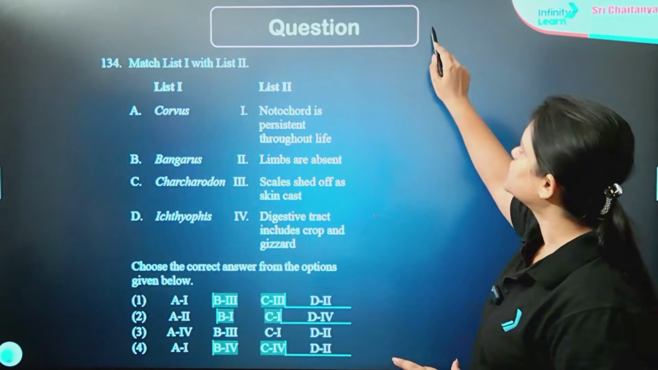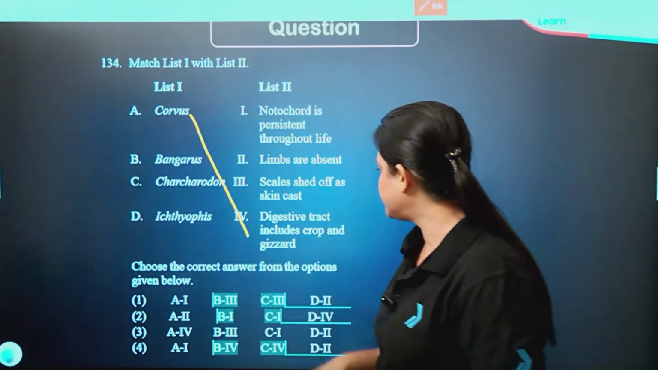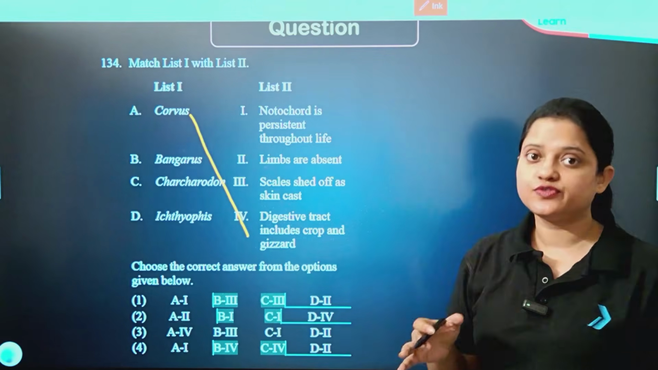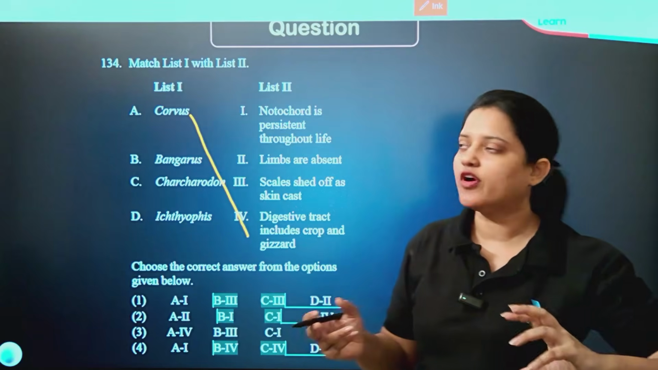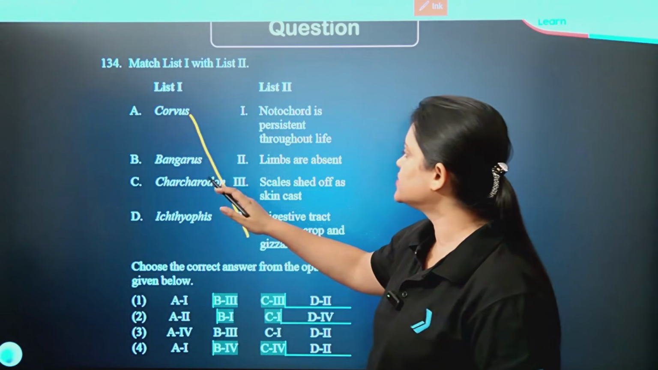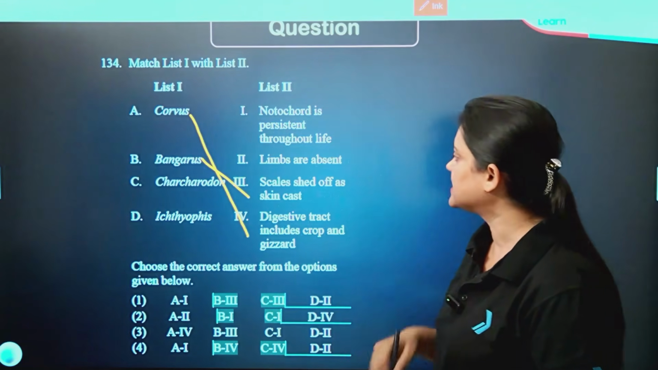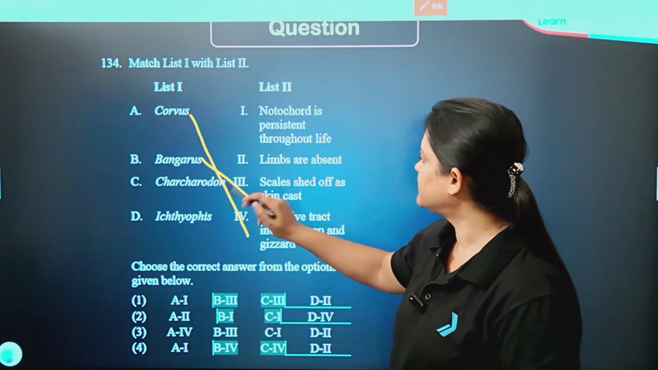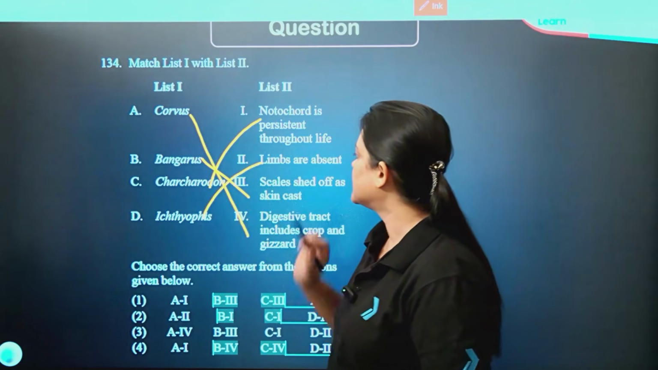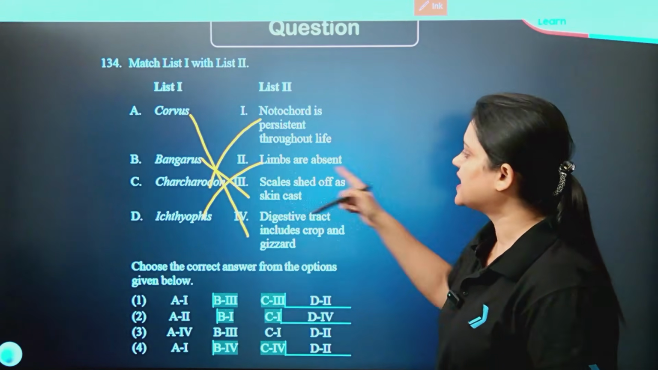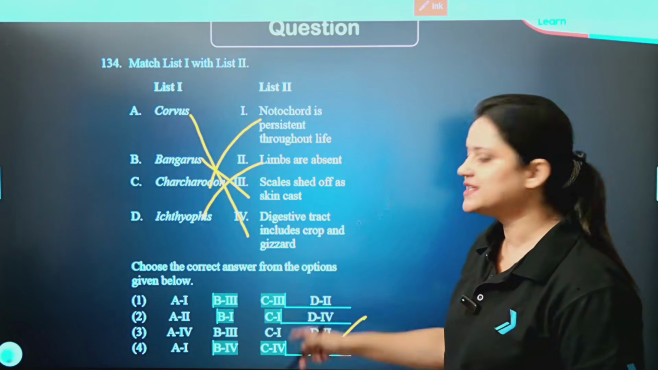The answer is 4. Now, Corvus is a crow, right? In their digestive tract there will be a crop and a gizzard both, right? Crop for storage and gizzard for grinding. Bungarus are kraits, right? These are snakes, so their scales are shed off as skin cast. Carcharodon is a cartilaginous fish where the notochord is persistent throughout life. Ichthyophis is a limbless amphibian, where limbs are absent. So A is matched with 4, right? We have just one option. The answer is 3.